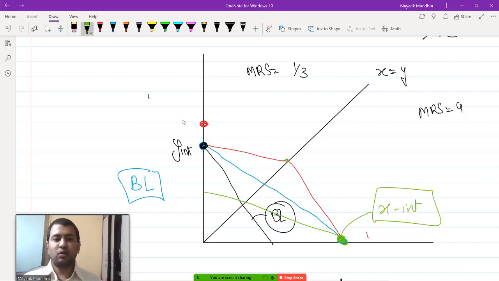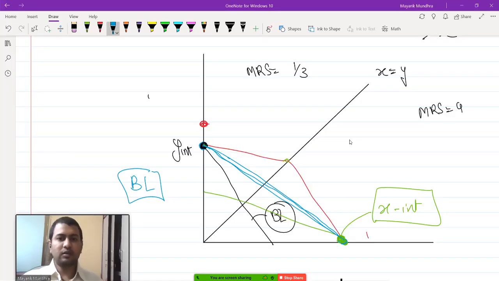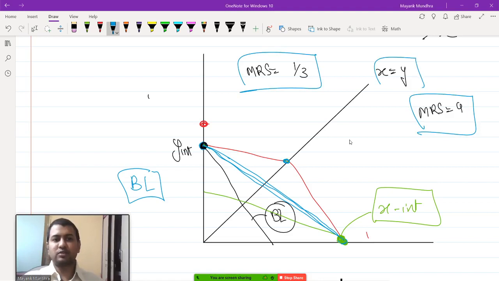Okay, so what she would consume will depend on the slope of this blue line. So I have to find the slope of this blue line now. How do I find the slope of the blue line? This is MRS 1 by 3, this is MRS 4. Let me start with any point here. This point lies on the x equals y line, so let me take this point to be 12 comma 12.